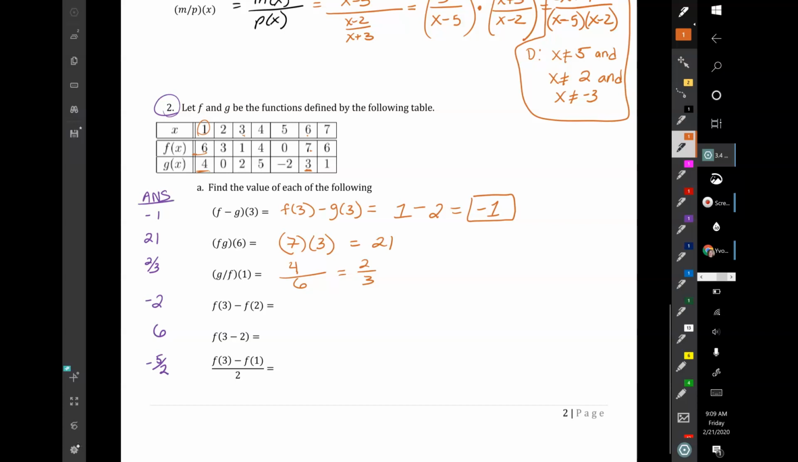f of 3 minus f of 2. That one's just split up for us already. So we're going to go look up here at f, the 3. And what's our output for that would be 1. Minus f of 2, we have to find our output is 3. So we're going to get -2.